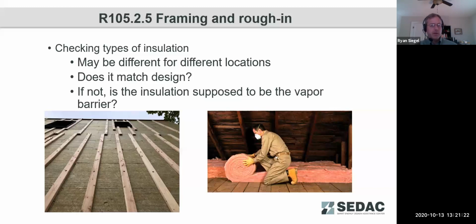We also note here that if the insulation is supposed to be the vapor barrier and the insulation changes, that could have a dramatic impact. Or conversely, if the insulation is not supposed to be a vapor barrier, but the insulation that is installed is a vapor barrier, this could potentially set up an issue where you have double vapor barriers, which is a bad thing to occur because you can end up with moisture trapped between the two.